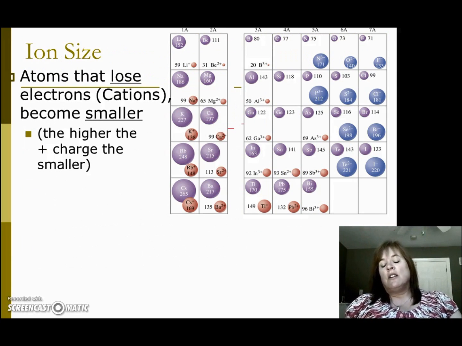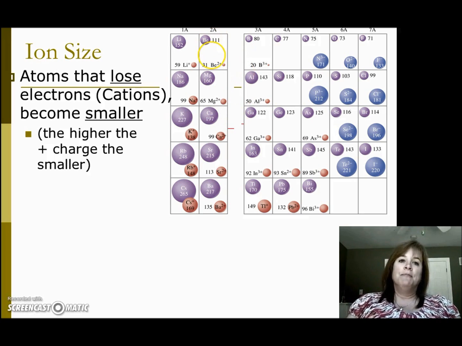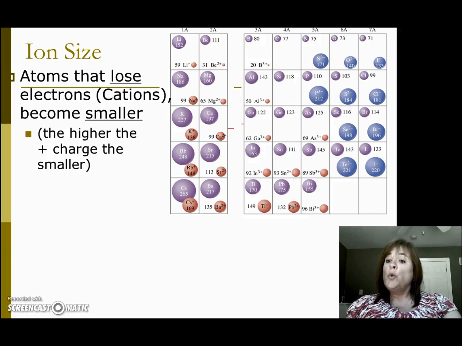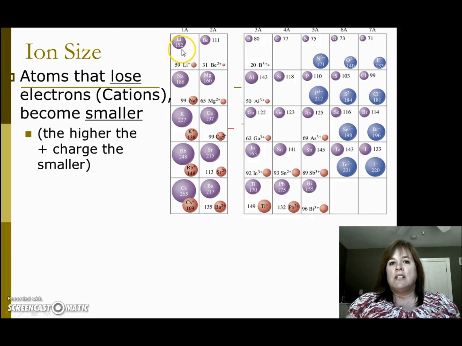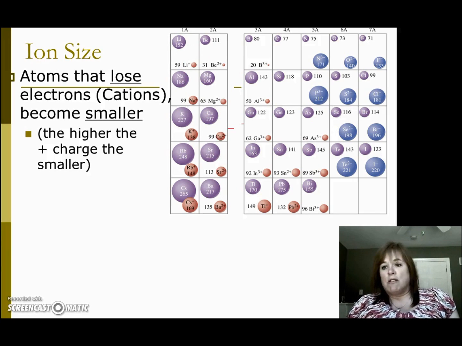Now, ions are a little more logical. Cations, which are the losers of electrons, actually get smaller, and that makes sense, right? If you lose mass, you lose weight, you're getting smaller. You can see that here with lithium. When lithium becomes +1, it shrinks. Makes sense. Loses weight, gets smaller.